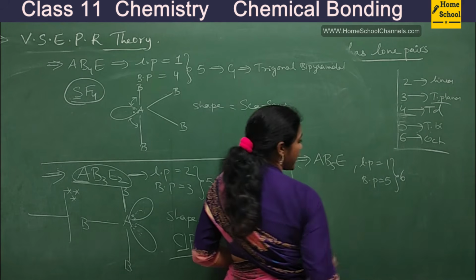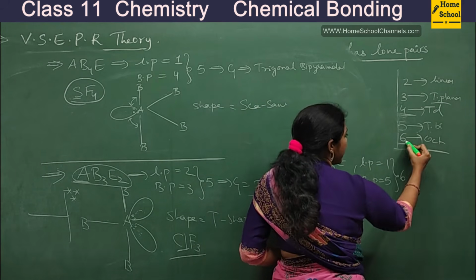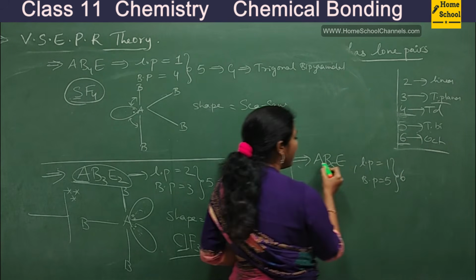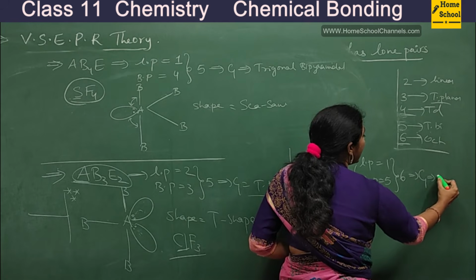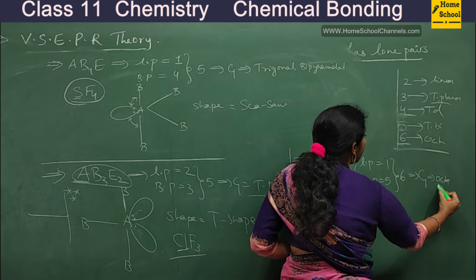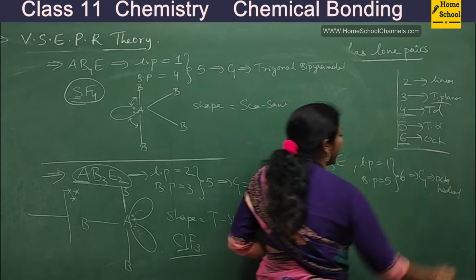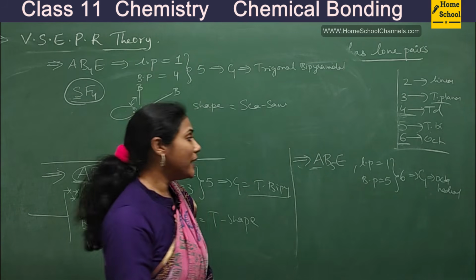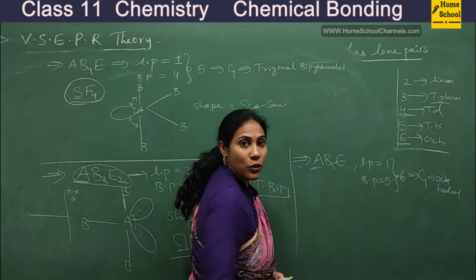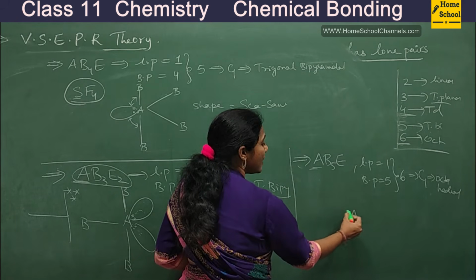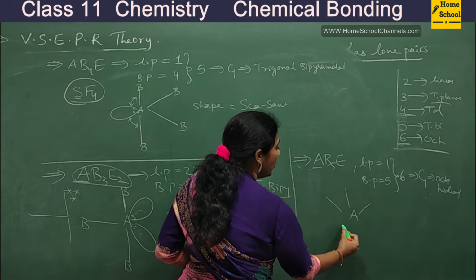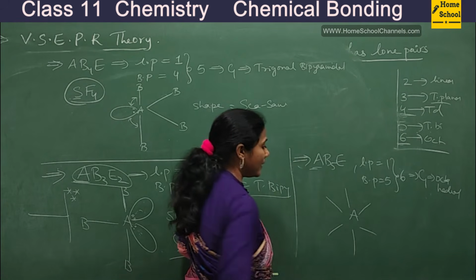Altogether we have got 6. So if you have 6 electron pairs around the central atom, what is the geometry? Geometry is octahedral. Yes or no? Geometry is octahedral. But the shape will be different because of the presence of the lone pair. So how do you show the octahedral geometry around the central atom? This is how you will show octahedral geometry, right?